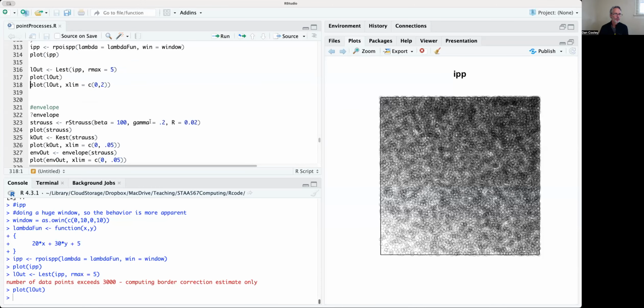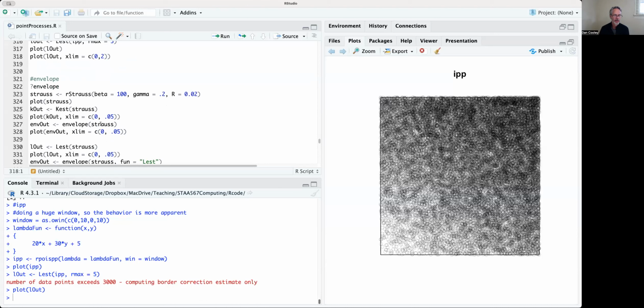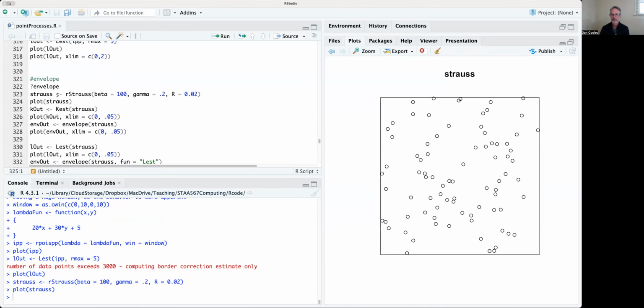And there's really a tool right in STAT623 to do this. So let's start with a Strauss process. Here's our Strauss process. It exhibits some regular behavior. It's really hard for me to tell whether that deviation from complete spatial randomness is significant or not. Is this within what could be expected if there was no inhibition in the generating process?